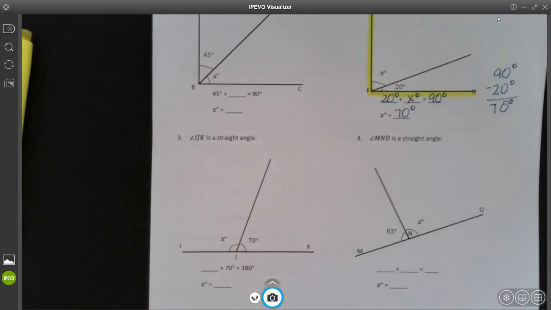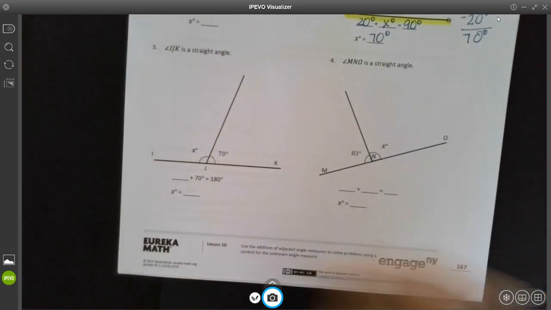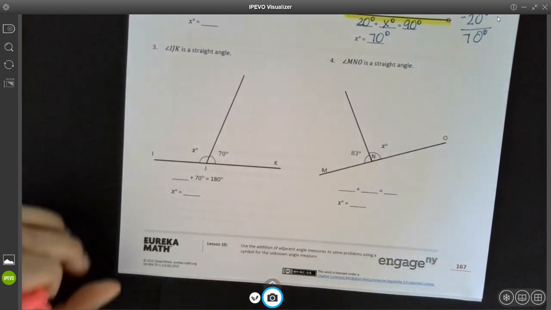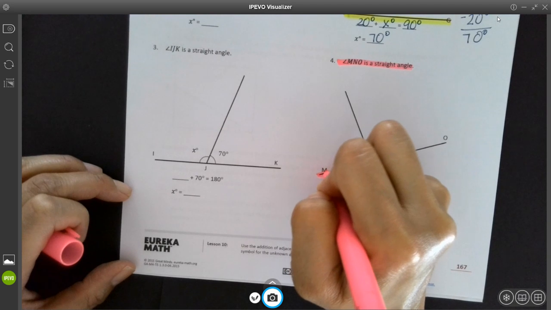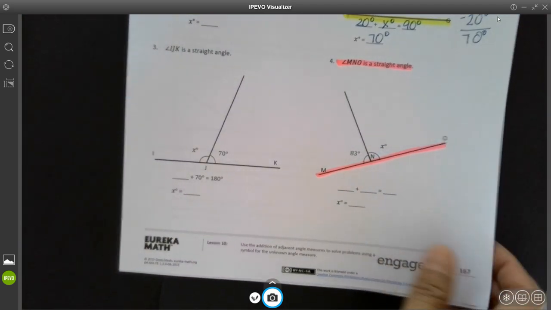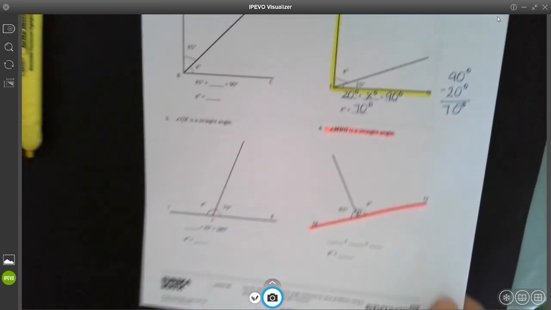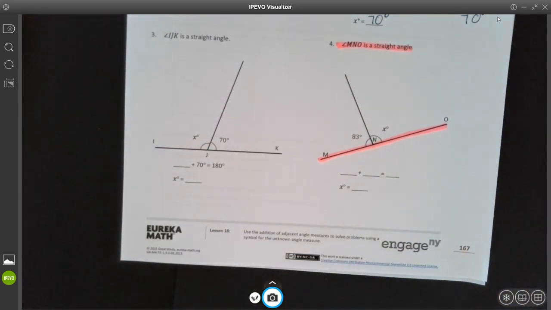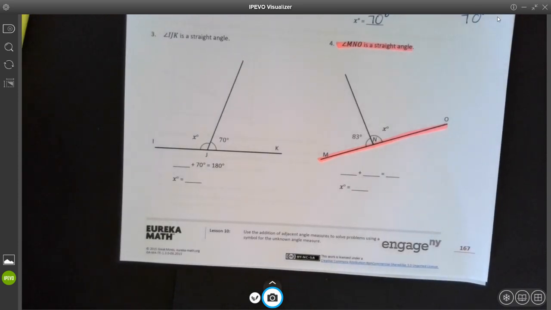So for 3 and 4, we are working with straight angles. So I think I use straight angles, I use pink. Let's do 4. I'm going to highlight this in pink so I remember my angle is right here. It is 180 degrees because that's how I'm color coding. If you recall, at the top, my straight angles are in pink. So here we go. Angle MNO. MNO is a straight angle, which is 180 degrees.